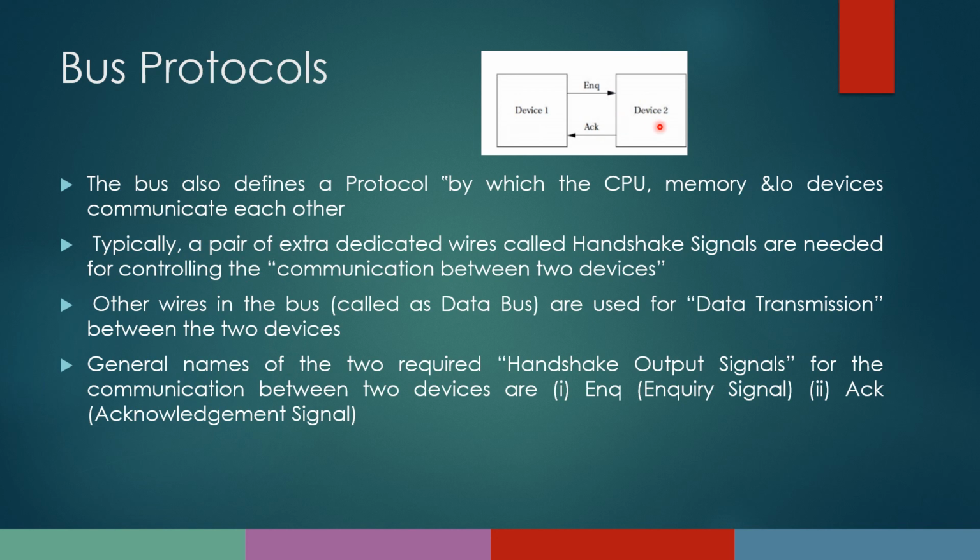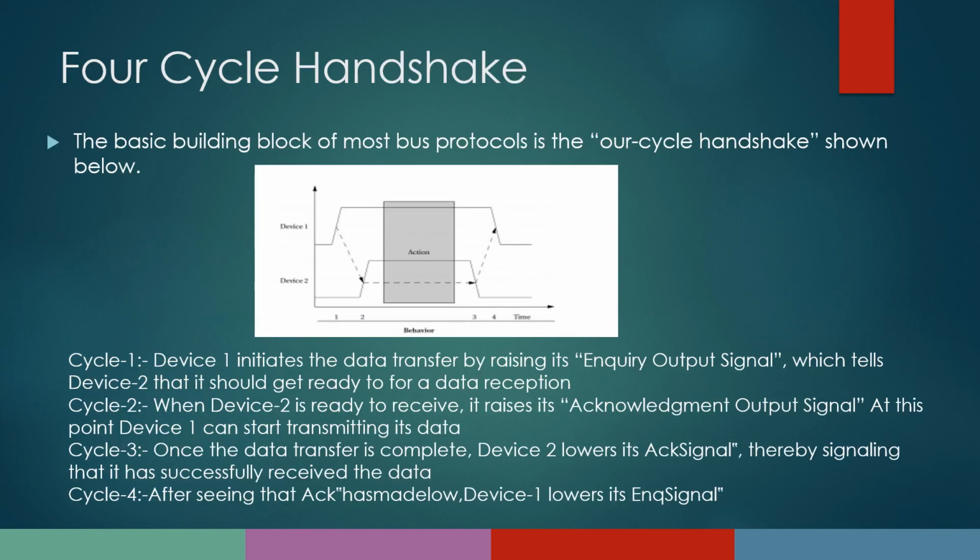So device 2 now has to send back an acknowledgement signal. That is the second one, the acknowledgement, ACK signal, back to device 1. So only after this inquiry and this acknowledgement signal occur, the data transmission between the two devices is going to take place.